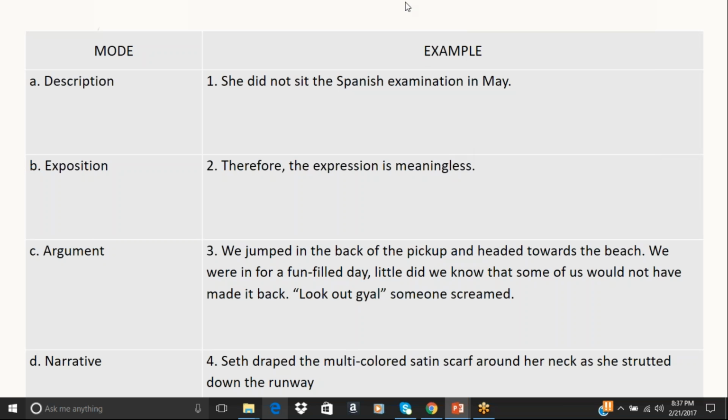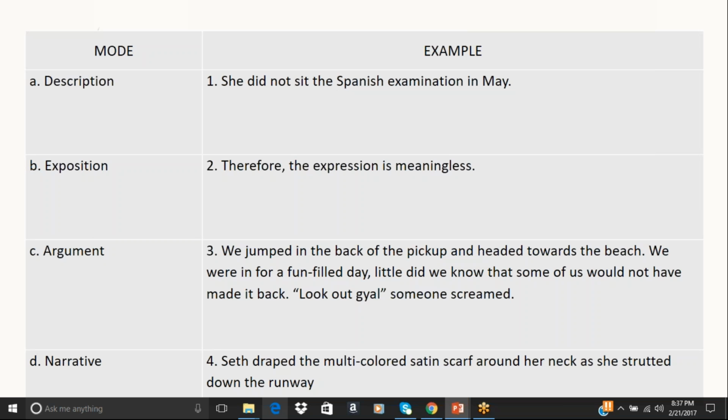All right, I'm going to open this one up to everybody. So what you're going to be doing is trying to match the mode with the excerpt that has been provided there. So the first one, she did not sit the Spanish exam in May. That could be argued as being... No, expository. All right. Therefore, the expression is meaningless. What does that sound like? Argument. All right. That's Jordan speaking.